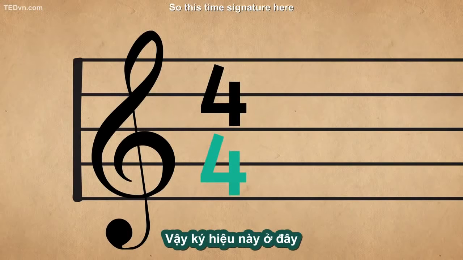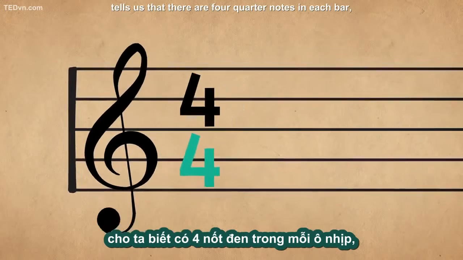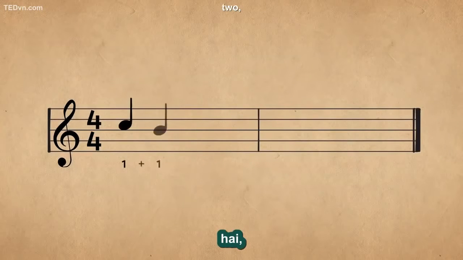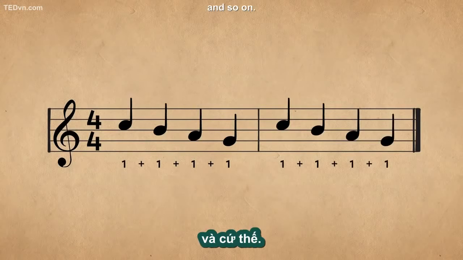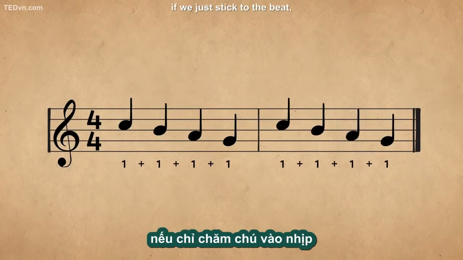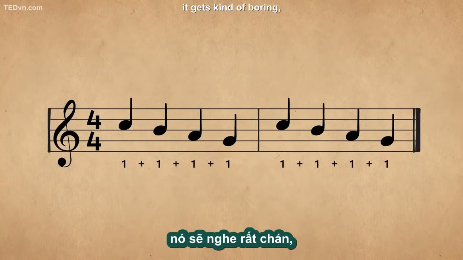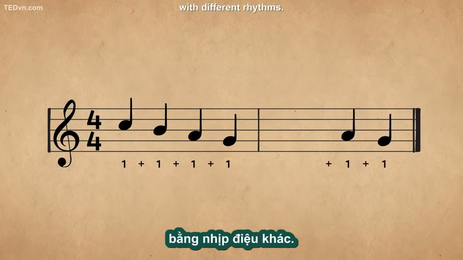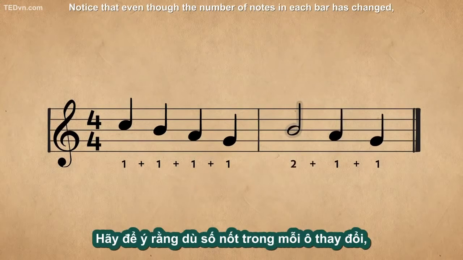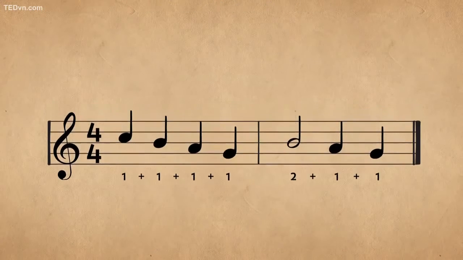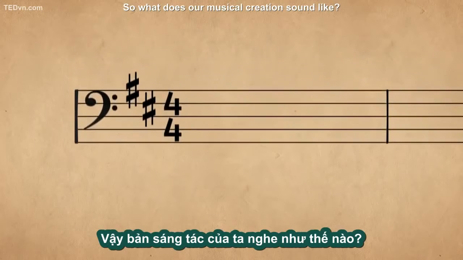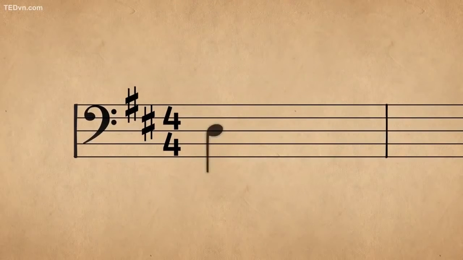So this time signature here tells us that there are 4 quarter notes in each bar. 1, 2, 3, 4, 1, 2, 3, 4, and so on. But like I said before, if we just stick to the beat, it gets kind of boring, so we'll replace some quarter notes with different rhythms. Notice that even though the number of notes in each bar has changed, the total number of beats in each bar hasn't. So, what does our musical creation sound like?